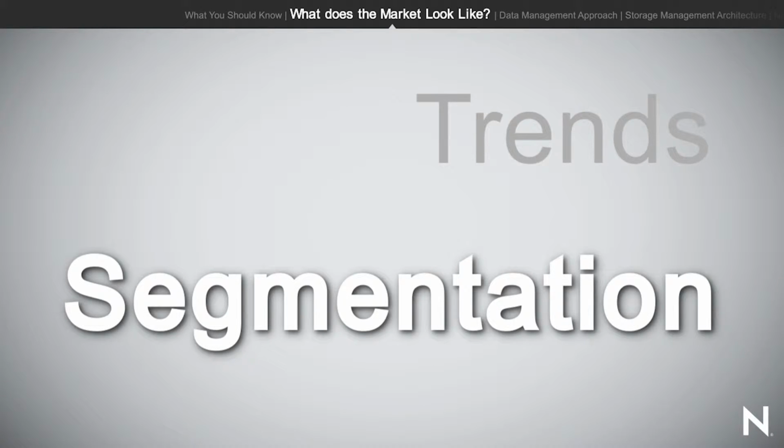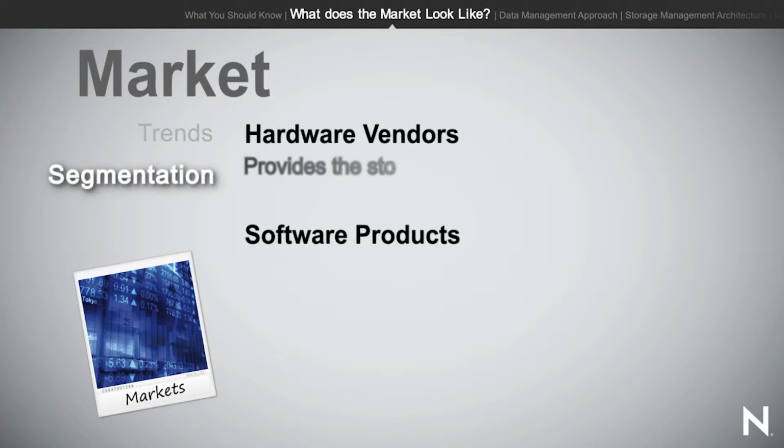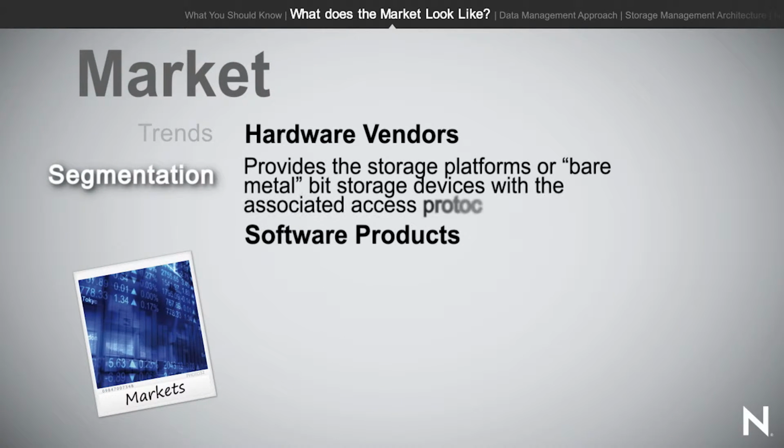Now, let's turn our attention to the storage management market. This market is divided into two categories: hardware and software. The hardware vendors provide the storage platforms or bare metal bit storage devices used within these storage environments, and they provide low-level software to help provision space within that hardware. The capabilities of the software these hardware vendors provide vary substantially, with some providing feature-rich tool sets, while others can be quite basic. These shortcomings leave a gap for a non-hardware vendor to fill.